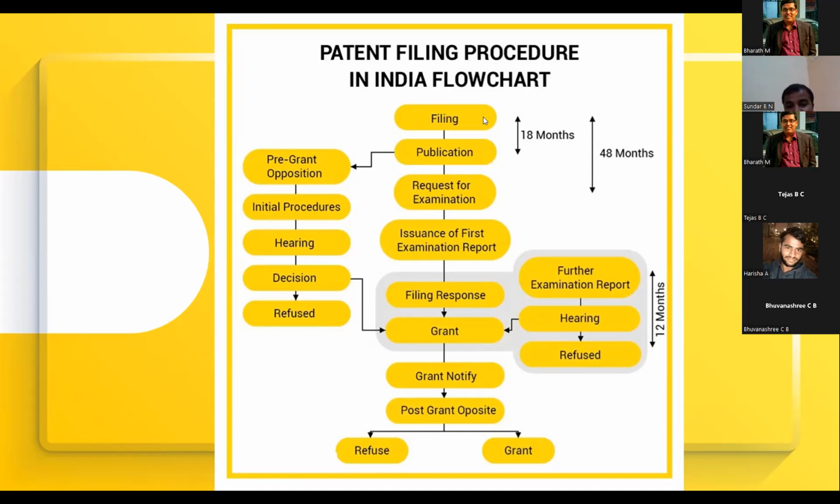So if they are not going to grant a patent, it can be refused. This process again takes up to 12 months. I'm coming from right to left side. On the left side is pre-grant opposition. On the right side, first is the further examination report. You can go for a further examination report. After that, grant notification will be done, and finally post-grant opposition will be sought.